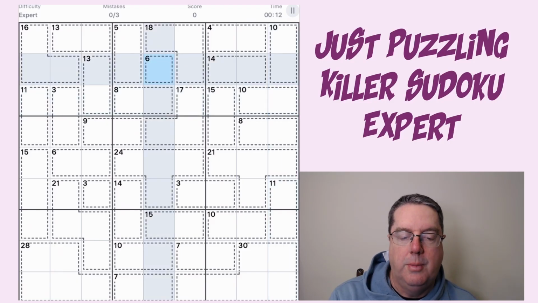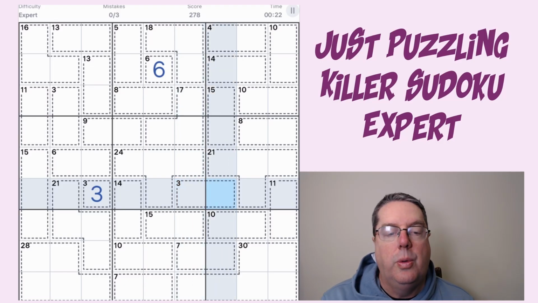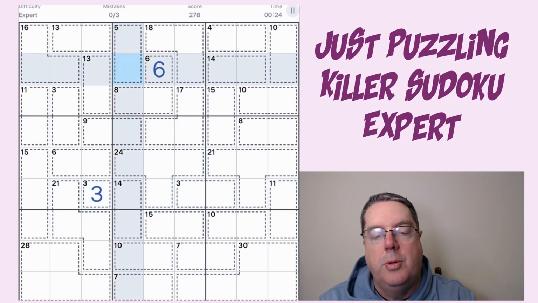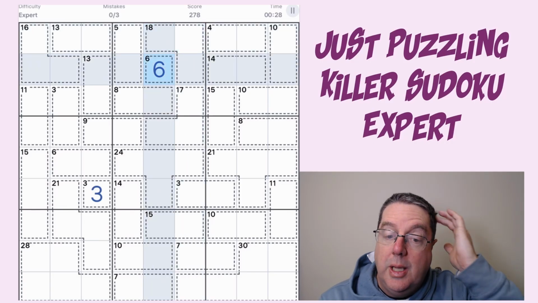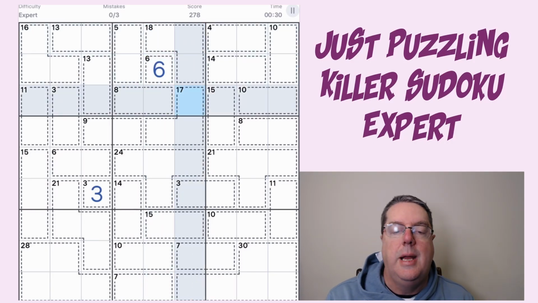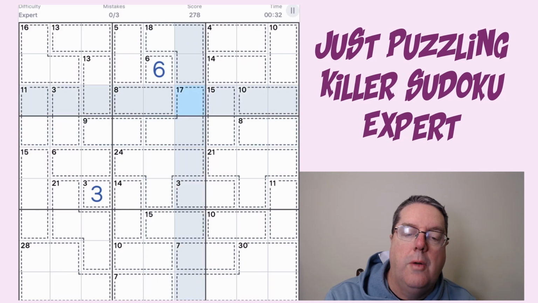Alright, so we'll take the small wings there, so you can see that's a 6 on its own. This is a 3 on its own. We can see these two numbers here. This is going to be a 1 and 2. The cage, or the box that interests me is this one here at the moment. And the reason it interests me is because of this spare cage. So there's a cage that crosses over the box, but it's only one cell.